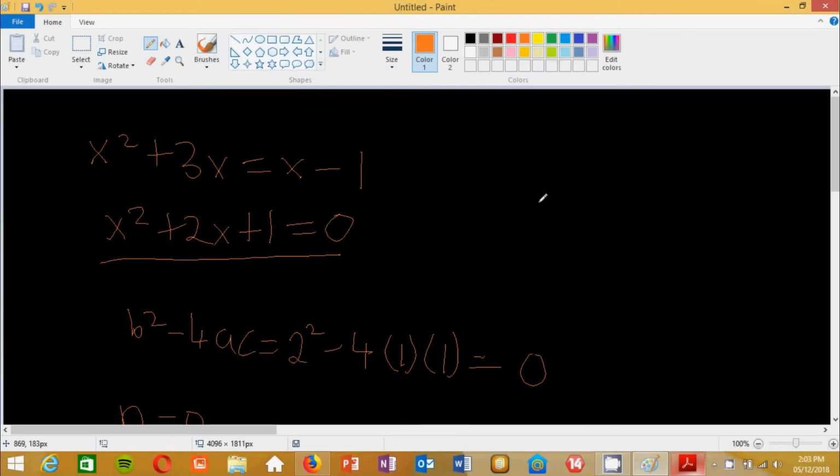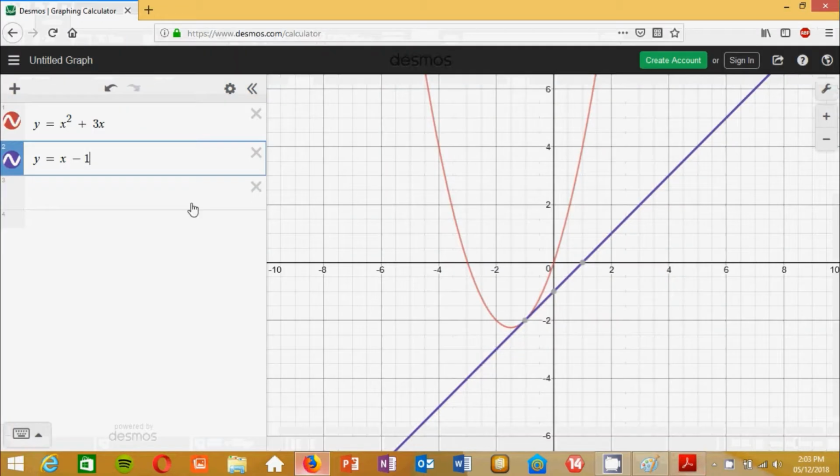Today we're going to look at a situation whereby a line is a tangent to a curve. So let's say I have this curve here, y is equal to x squared plus 3x, and this line here, y is equal to x minus 1. Now if you look at this, you can see that these two graphs are only intersecting at one point.